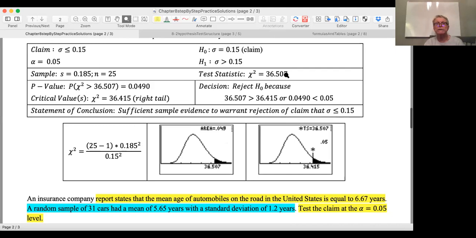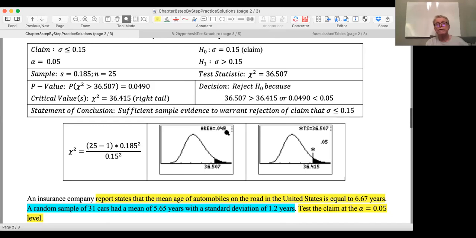36.507 was the test statistic value. We plot that. It's to the right of the mean because it's a right-tailed test. And we find the area underneath the curve farther from the mean than the test statistic value. That area underneath the curve is alpha because it's a one-tailed test. And we find in this case that the area underneath the curve is 0.0490. Okay, so that is our p-value.